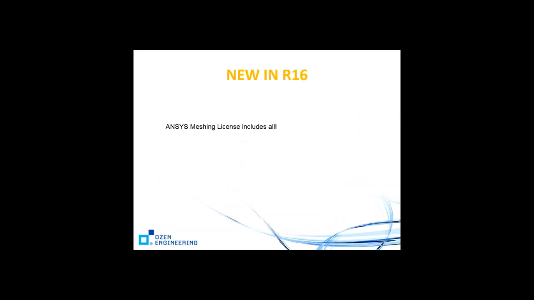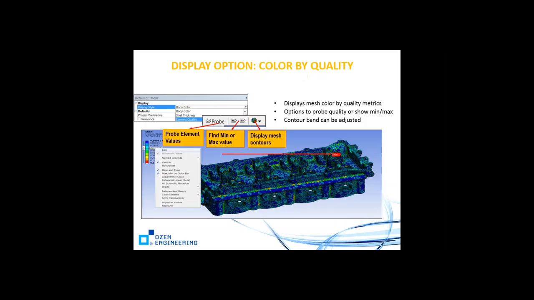So again, what we covered is kind of what we have seen in versions 14 and 15. But what's new in version 16? ANSYS Meshing. First of all, the meshing license includes all the meshers, like ICEM CFD and the CFX mesher. It includes everything.